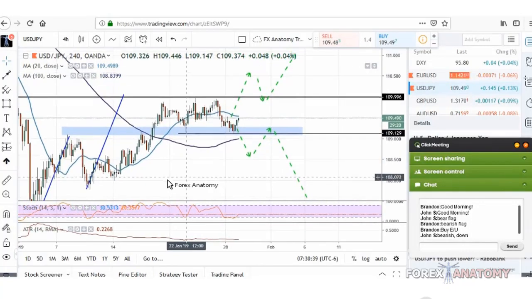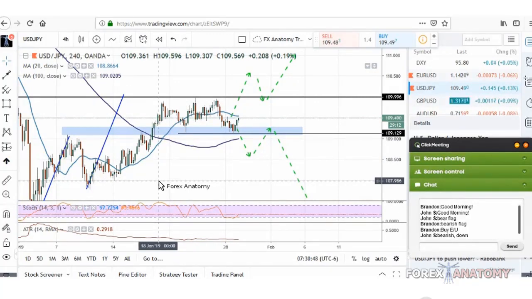So this is what we're looking forward to for the US dollar, Japanese yen. Actually, this is one pair that a lot of traders are staying away from. They're really waiting for the breakout to happen. But in the meanwhile, if you want to, you can always trade the range. You can play the range.